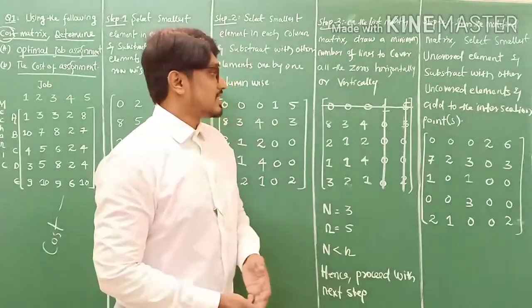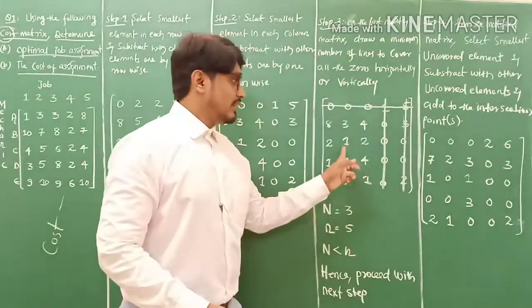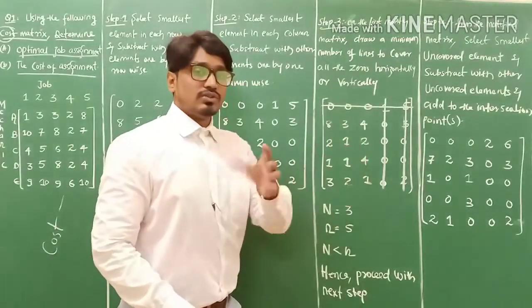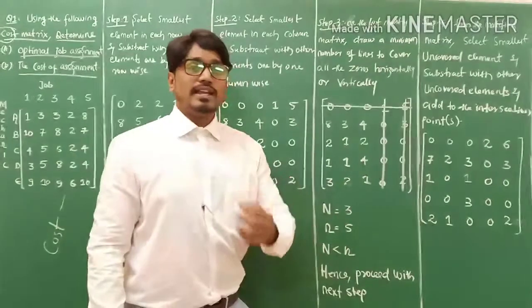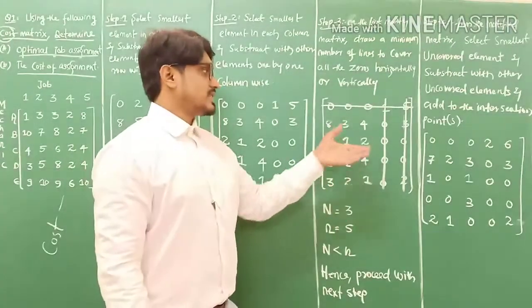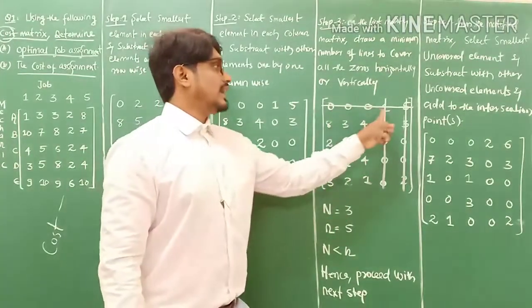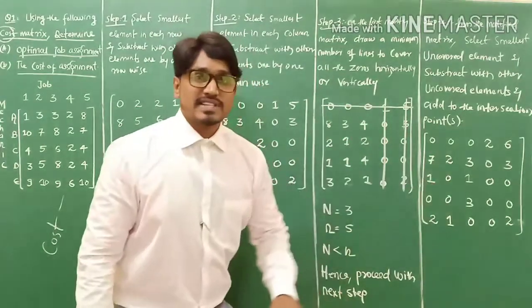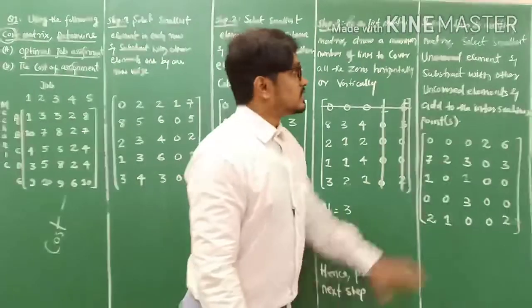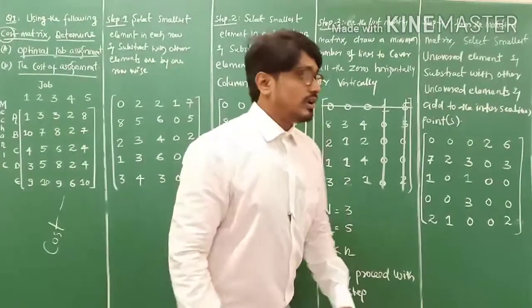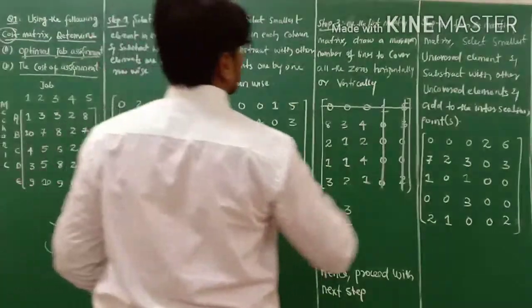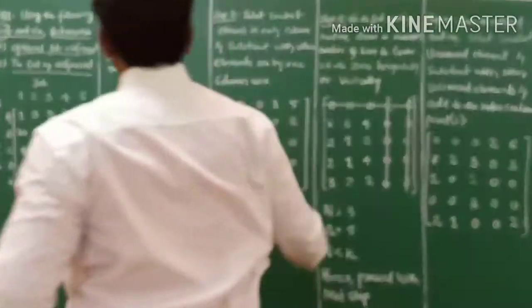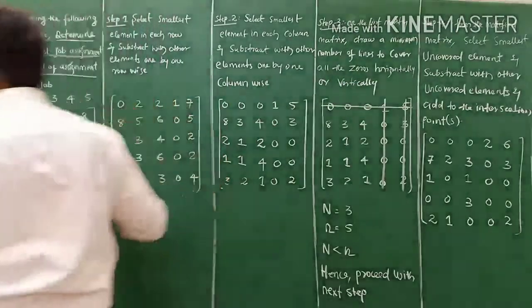Hungarian method procedure. Okay, select the smallest uncovered element. There are four 1s, any 1. You have to select it, subtract it from the other uncovered elements and add it to the intersection point. Wherever a line is drawn, keep the same number. Okay, copy and paste. So this is all about step number 4. Now, moving further with the next step, step number 5.